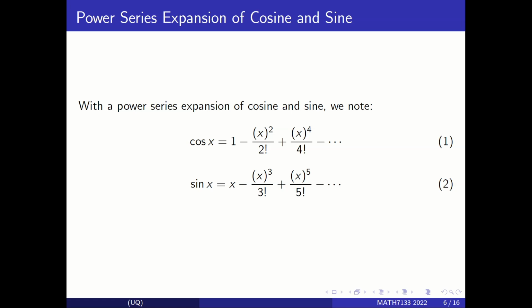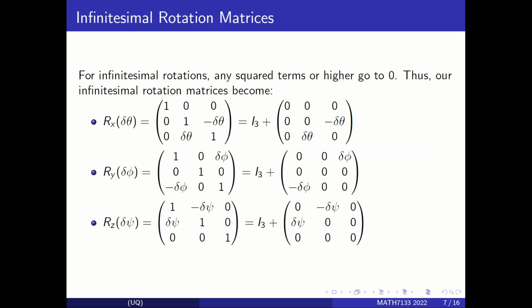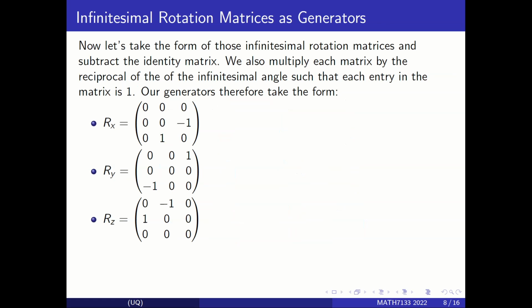Do you remember the power series expansion of the trigonometric functions? Good. Well, in our matrices, we had the cosine and sine of an angle. So if that angle becomes infinitesimally small, then any squared terms of the angle in the power series expansion go to 0. So we can therefore represent the rotation matrices as these three guys here. In each case, the diagonals are just 1s, so we can take out an identity, and we are left with these three antisymmetric matrices.